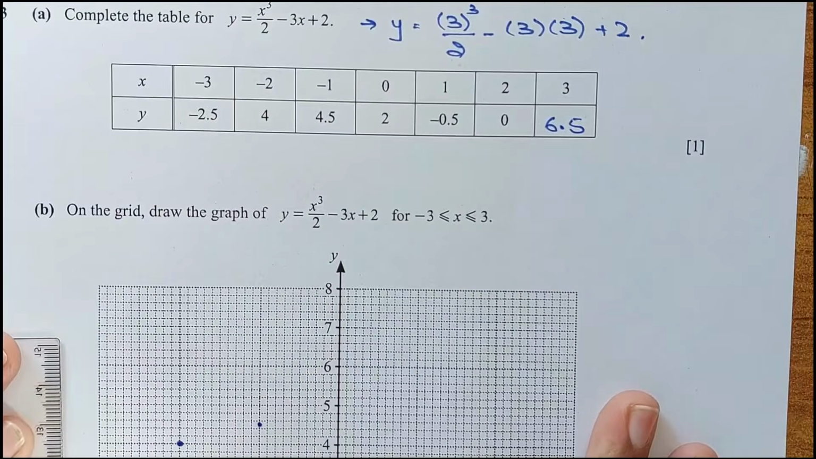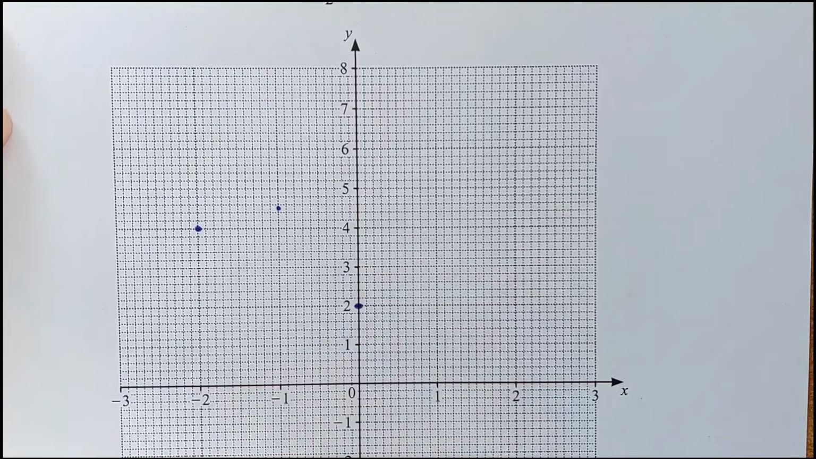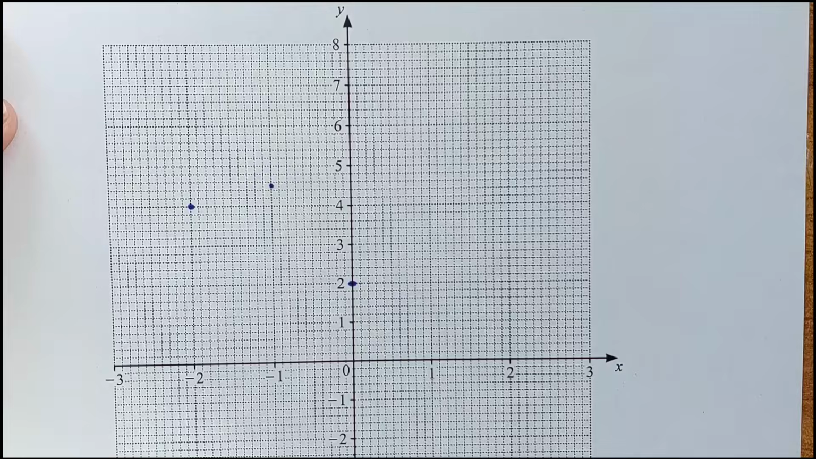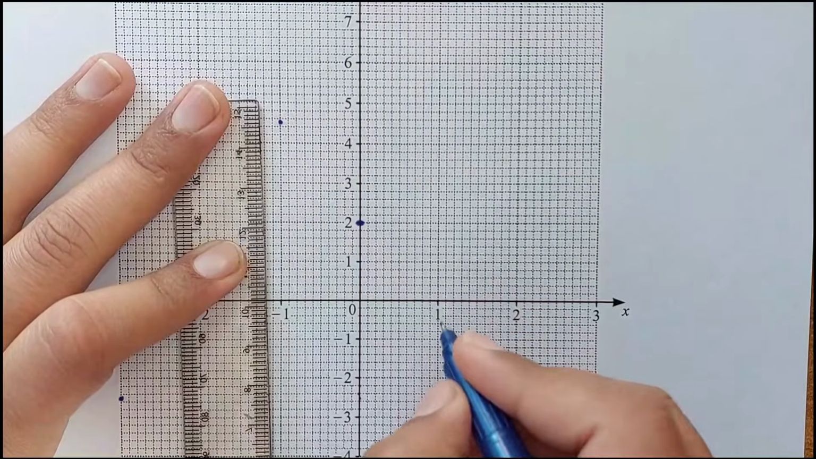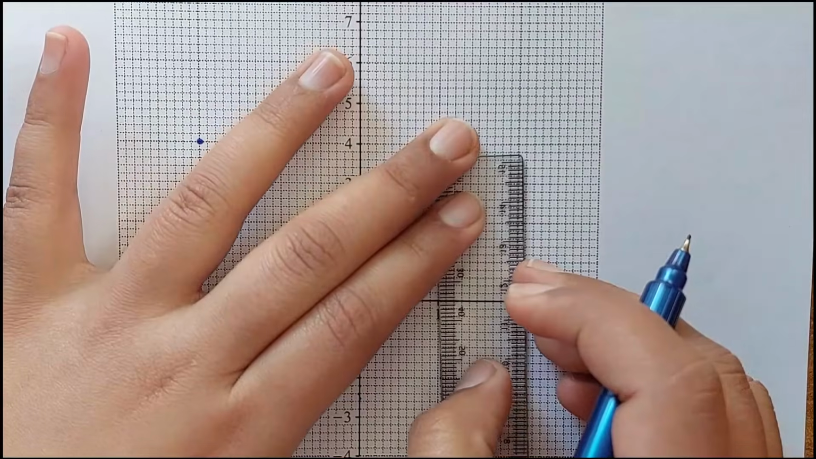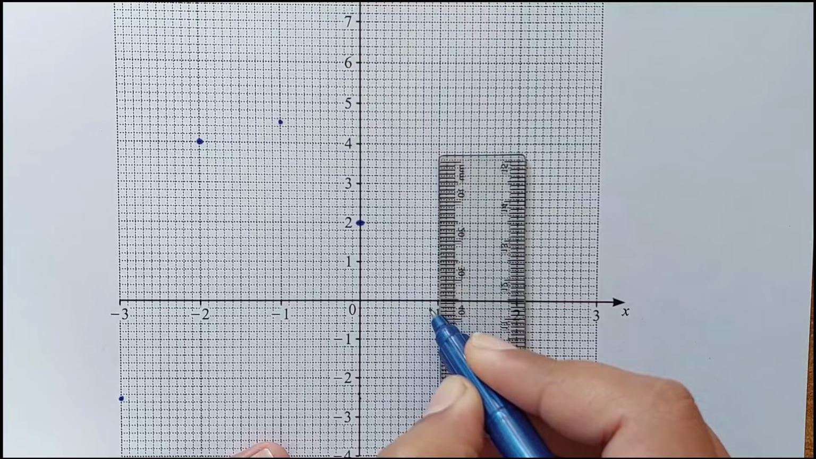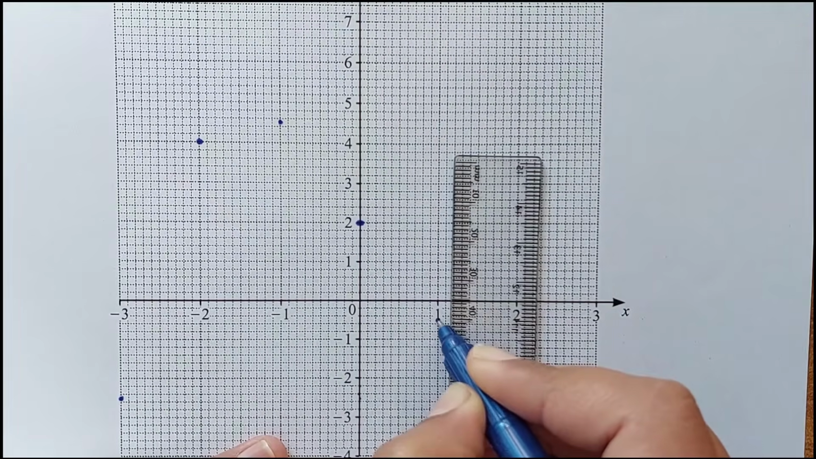Right. At 0, it is 2. When x is 0, y value is 2. Okay, when x is 1, y is minus 0.5. 1 and minus 0.5 at the bottom. It's 1 and 0.5, 0.2, 4 and 5 in the middle.